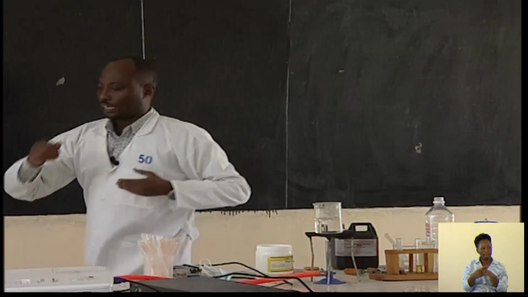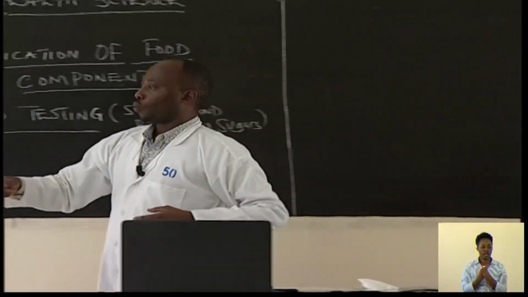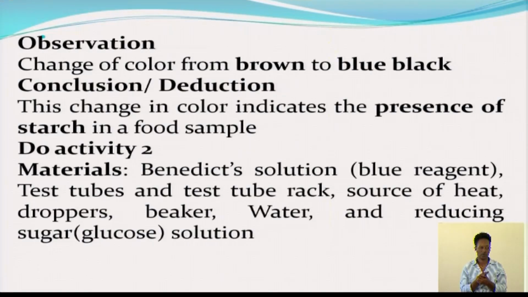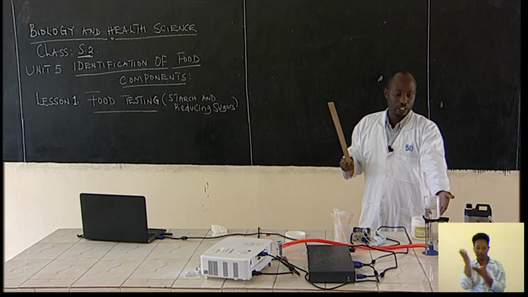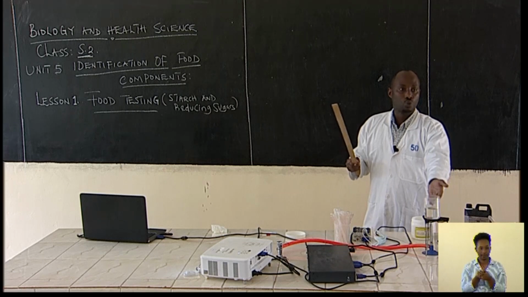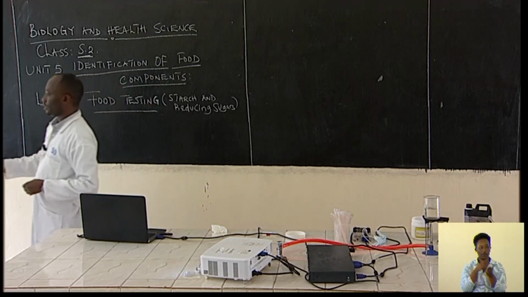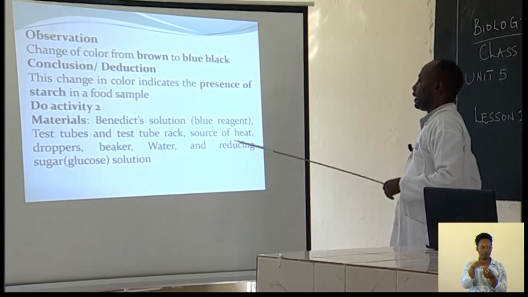Let us go to the materials that are going to be used. One, we are going to use Benedict's solution, which is a blue reagent. We are going to use test tubes, and also test tube holders. That one is a test tube holder. And the source of heat: this is a Bunsen burner. This is boiling water. And I'm going to use droppers, a beaker, water, and reducing sugars.